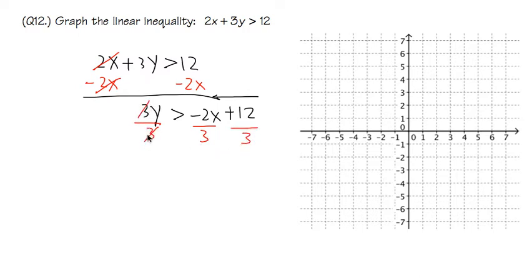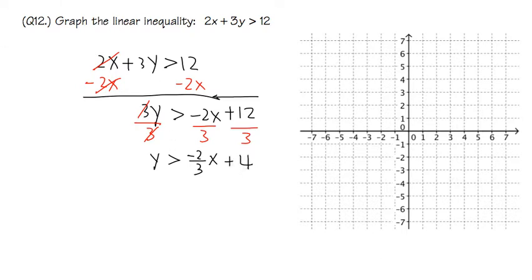So we can cancel out this 3. Because we only divide by a positive 3, the inequality will not change. We will get y is greater than negative 2 over 3 x, plus 12 divided by 3, which is positive 4.